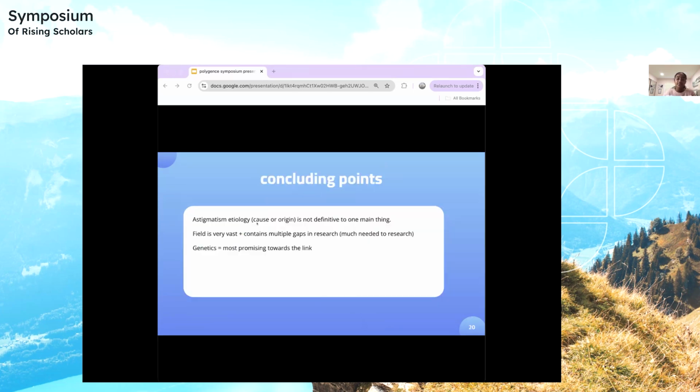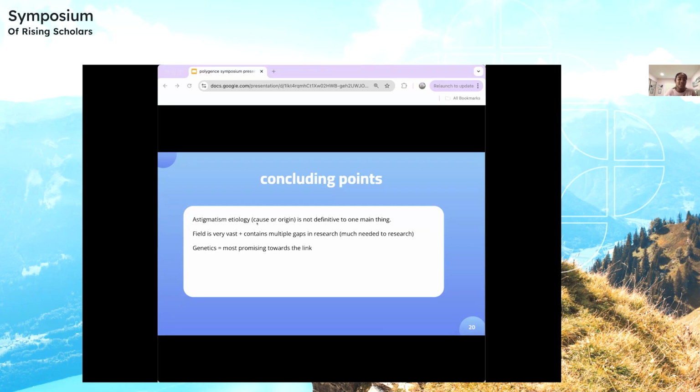So concluding, the field of astigmatism and its etiology is not definitive. And of course, there's so much we still have to learn, and there's so many gaps in the research, which sparks so much room to discover what exactly causes astigmatism in the first place. And what I find so interesting is that in my friend group, I'm pretty sure 50% of them have astigmatism, which is something we still need to explore, and how astigmatism could greatly affect the younger generations.